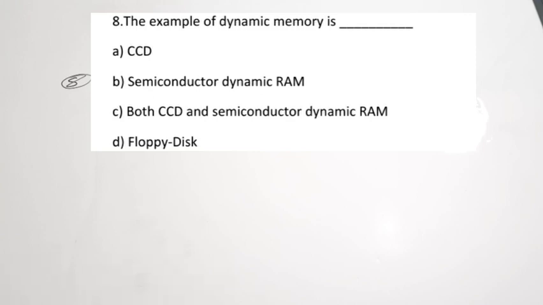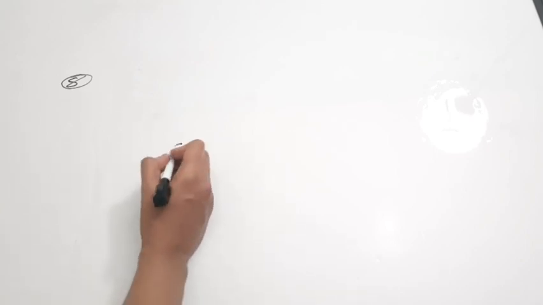contents of both the memories changes with time. So they are called dynamic. Dynamic means it is actually changing with time. Static means it is not changing. Okay. And CCD full form is charge coupled devices. Here the correct answer is option C, both. Okay. Next question. Ninth question.